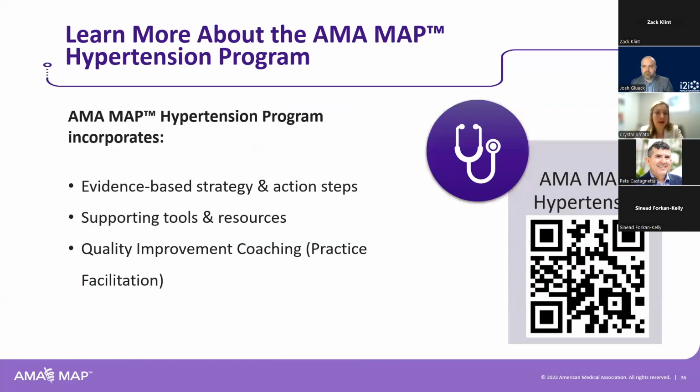We know that many organizations may want more direct one-to-one support from the AMA. As a recap, the AMA MAP Hypertension Program not only includes the metrics available to you through TRACS, but it's also evidence-based strategies and action steps aligned to that MAP framework, and the supporting tools and resources that make it easy to implement these changes. And of course, the program includes our quality improvement coaching and support from our practice facilitation team.